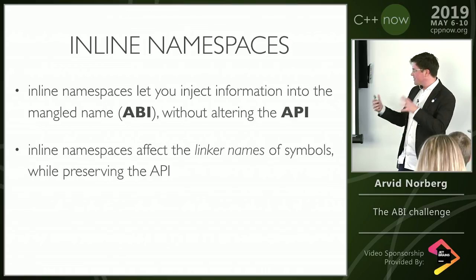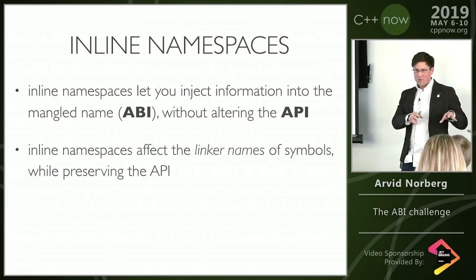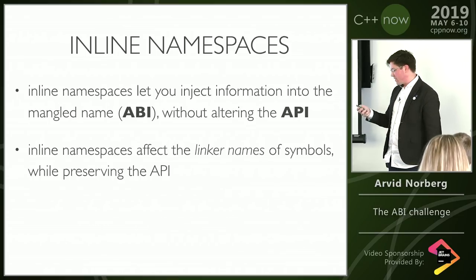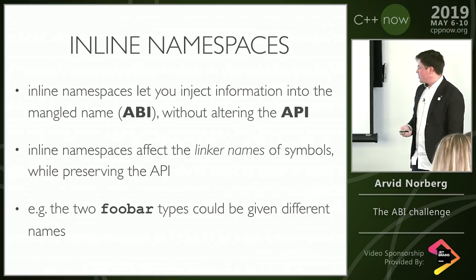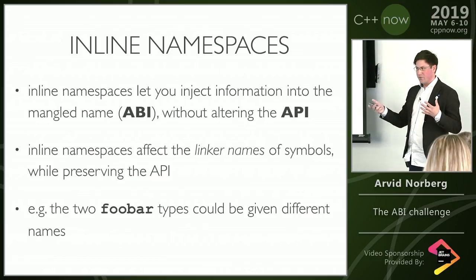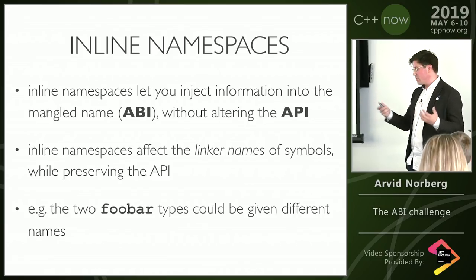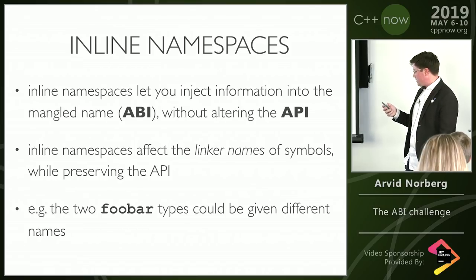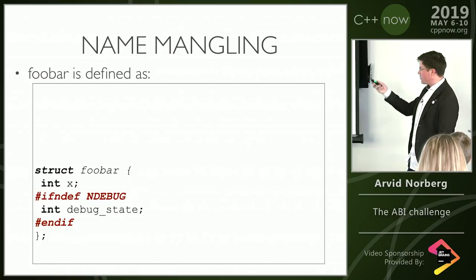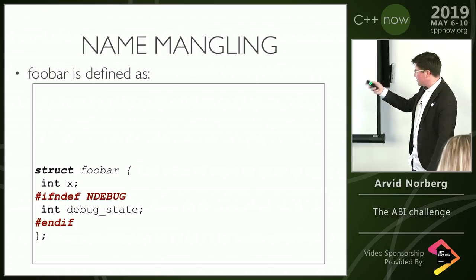So it lets you encode more information in your symbol names without your users knowing about it. Let's go back to the example of the foobar that were really two foobars, one release foobar and one debug foobar. We can give it two names. This is what it looked like: struct foobar, index, and int debug state.